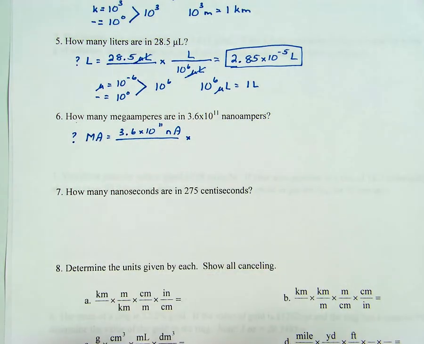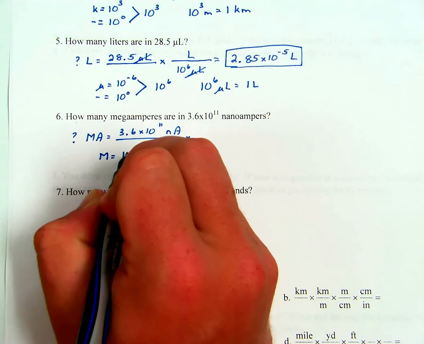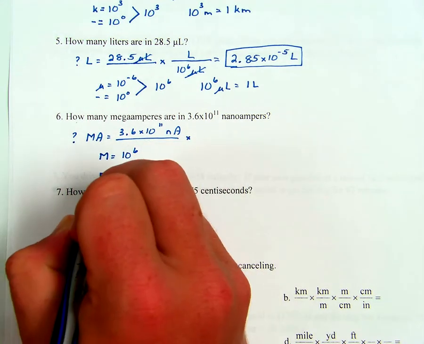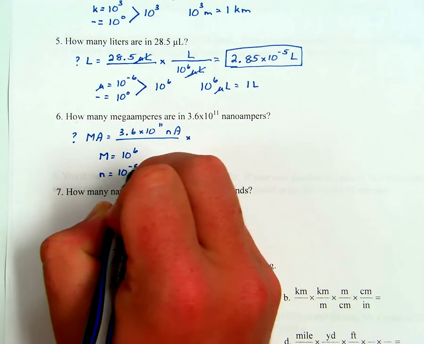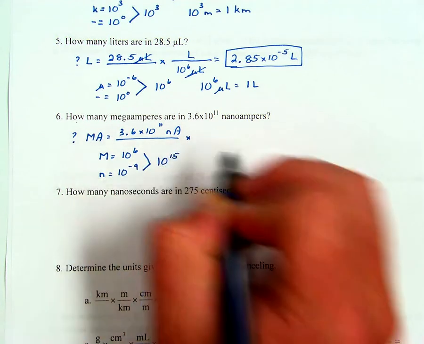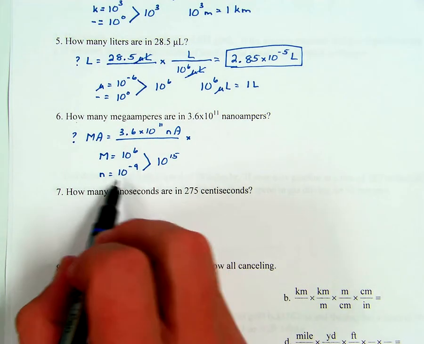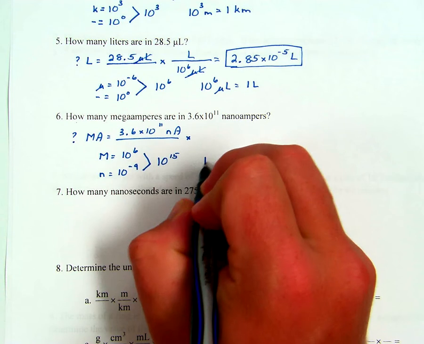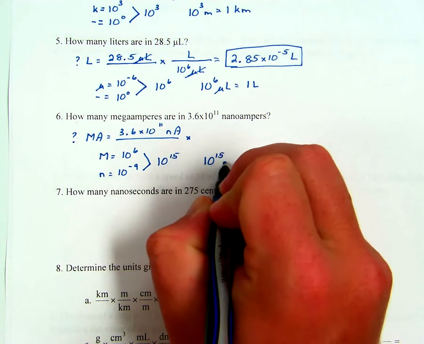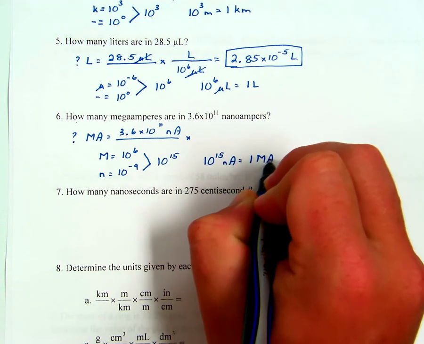Alright, same process. I'll ask myself, what do each of these prefixes mean? Mega is 10 to the 6th. Nano is 10 to the negative 9th. There are 15 powers of 10 between those two units. Next question, which one is the smaller unit? Well, that would be the nanoamps. We can see nano is a much smaller prefix, so that means there are 10 to the 15th nanoamps equal to 1 megaamp.